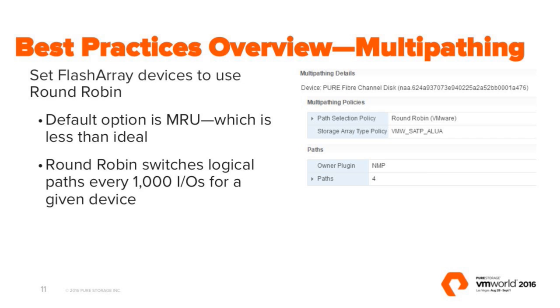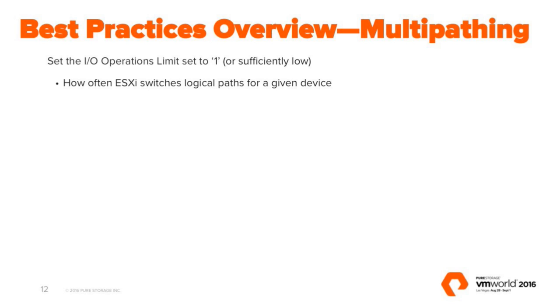Round robin switches logical paths every 1,000 IOPS. So what we recommend is to set the IOPS operation limit to 1. That is the lowest you can set it to. So you send one I/O over one path, the next I/O to the other path. The reason why we do that is failover time.